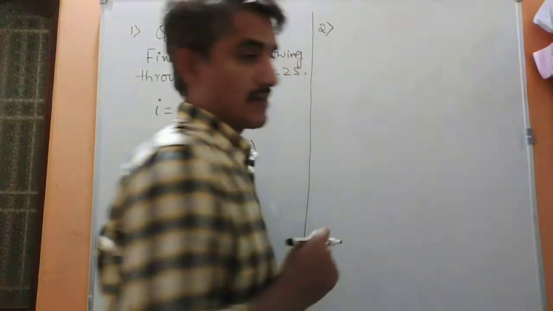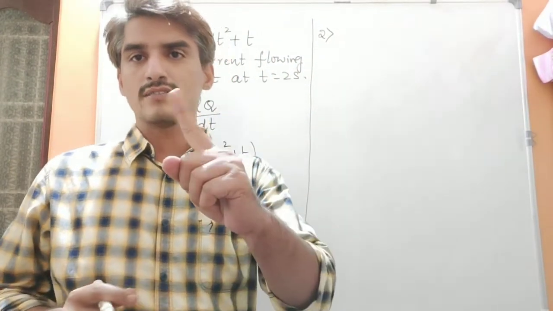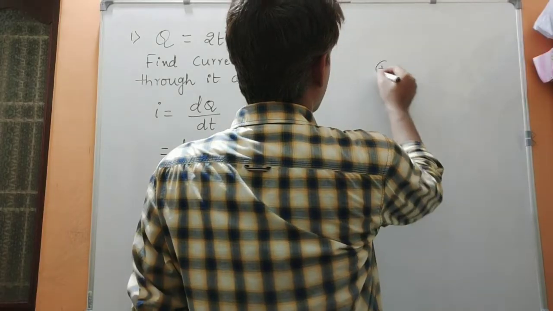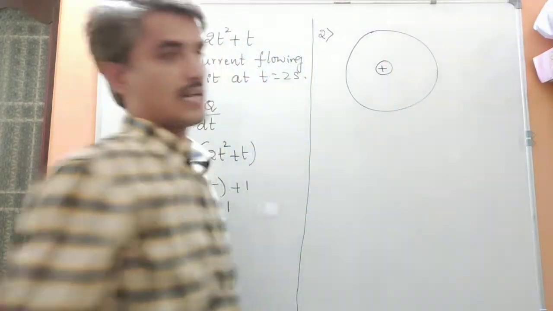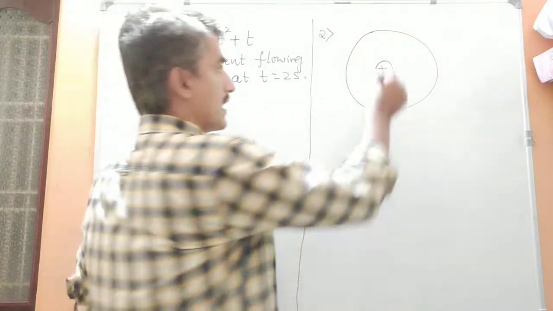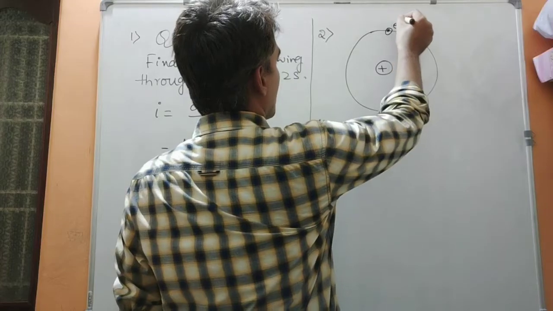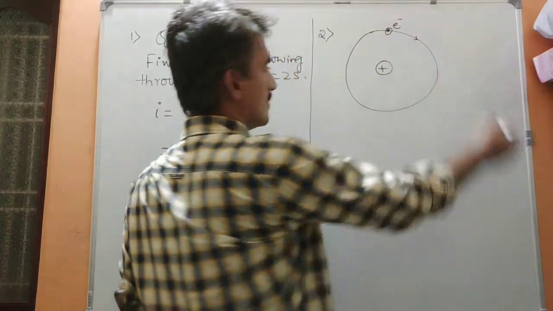Suppose in a hydrogen atom, I think in chemistry you might have known about the hydrogen atom. It consists of only one electron which is revolving around the nucleus. Let us consider this is that electron which is revolving around the nucleus in a circular orbit.